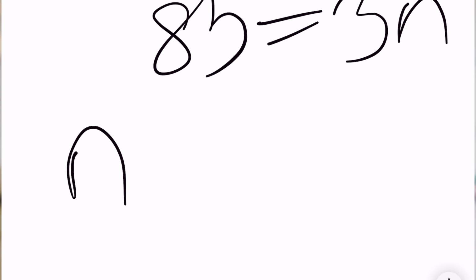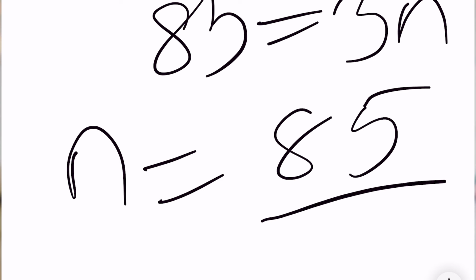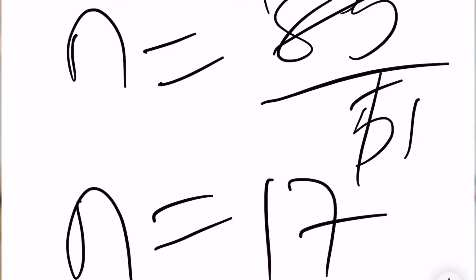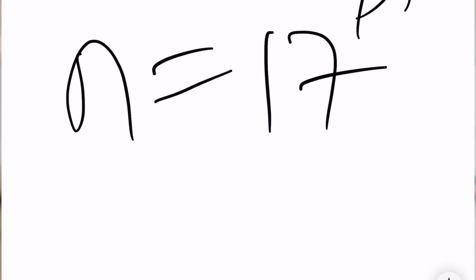And our n is now 85 over 5. 85 divided by 5, this is 17. So we have our n to be 17. So therefore, our nth term is the 17th term. So our n here is 17.